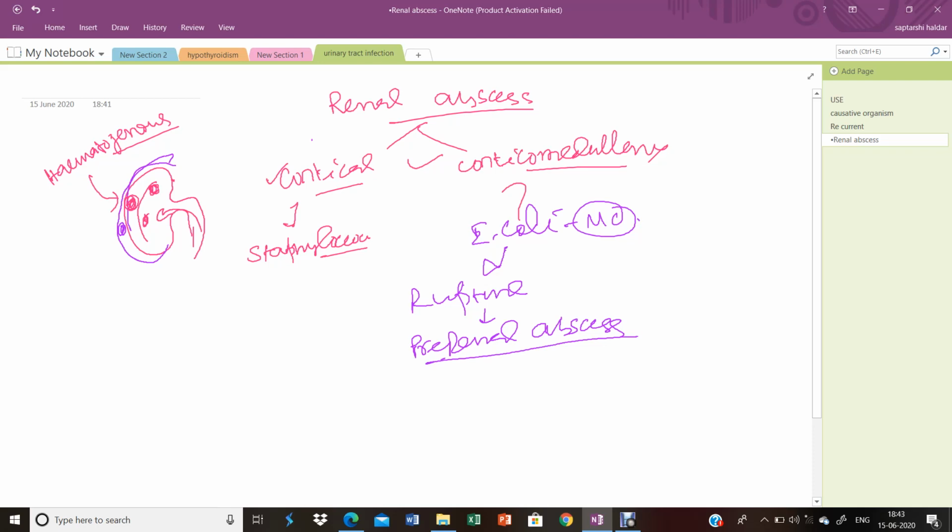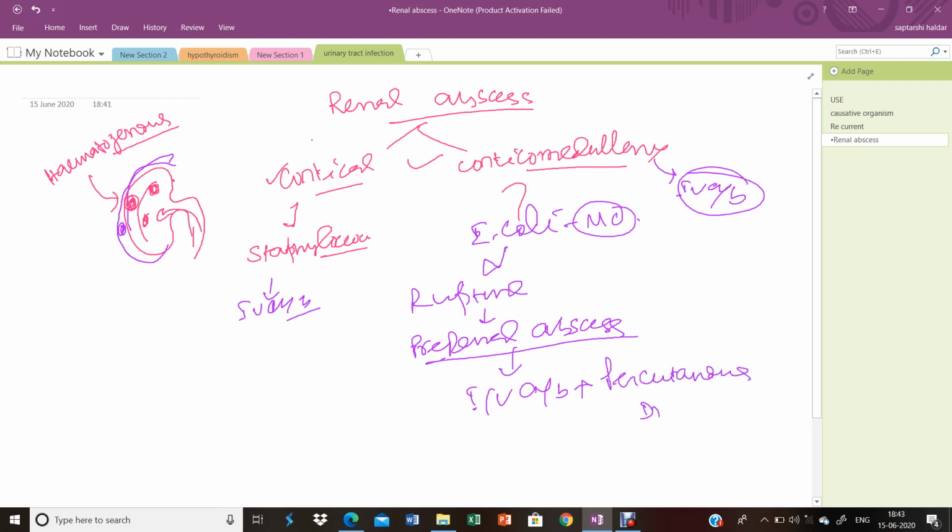In these cases we give IV antibiotics. But in case of renal abscess we usually first give IV antibiotics plus percutaneous drainage. If not possible, then consider nephrectomy.